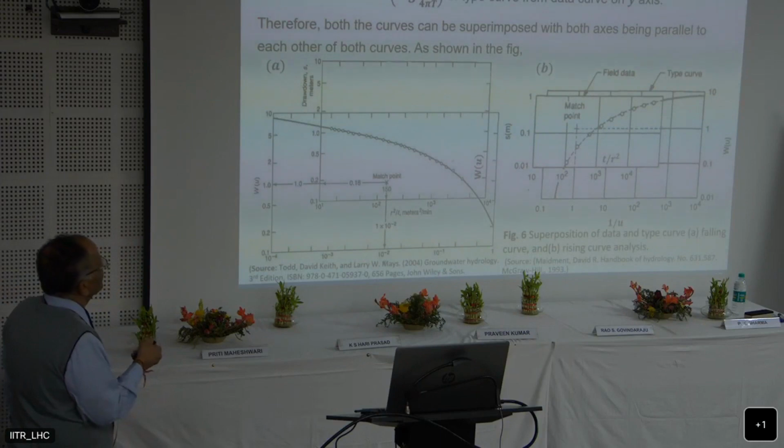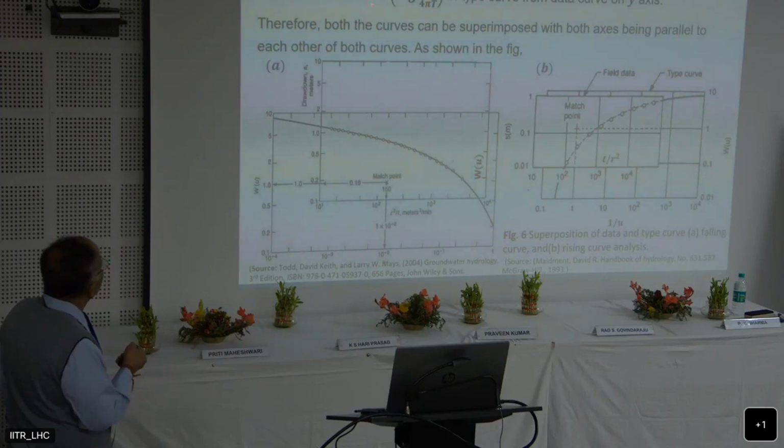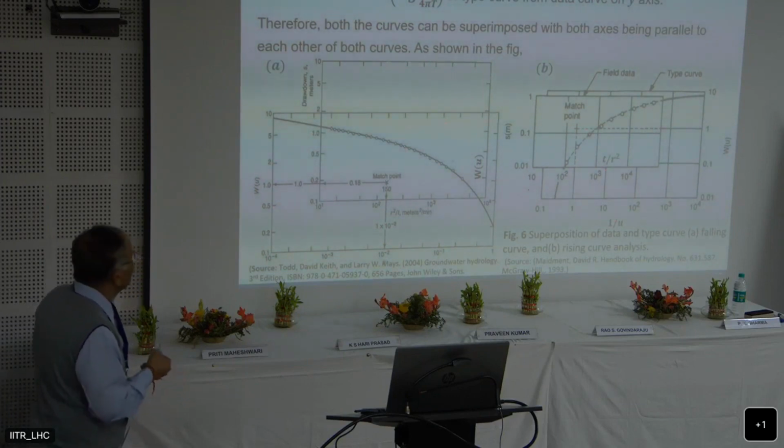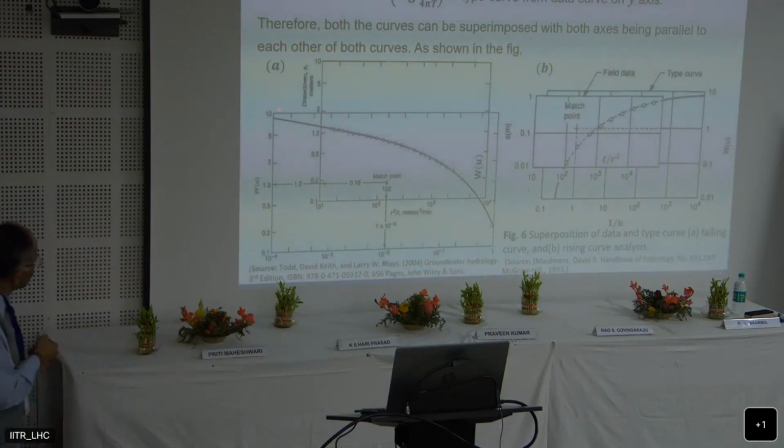There is a constant positive shift on the x-axis of the type curve from the data curve by an amount log 4T by S, and a positive shift of log Q by 4 pi T of the type curve from the data curve on the y-axis. That means if I plot s versus t on a log scale and this u versus W(u) curve, they will be parallel to each other, but there is a shift. So if I arrange my type curve by keeping the time-drawdown curve and the type curve parallel and shift it by this amount, then both will match.